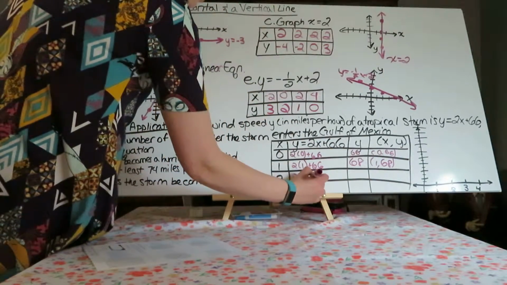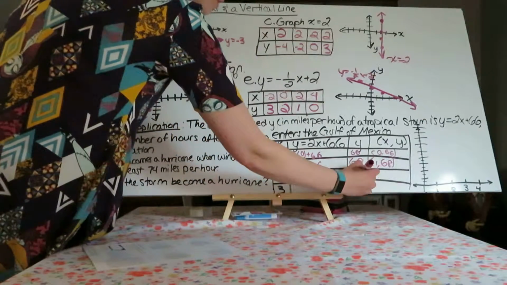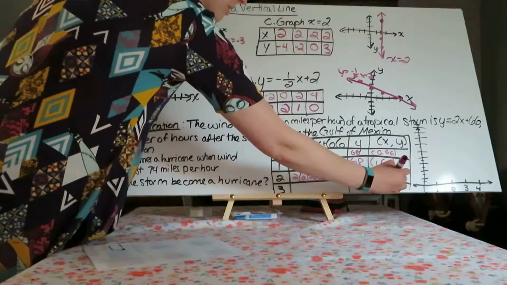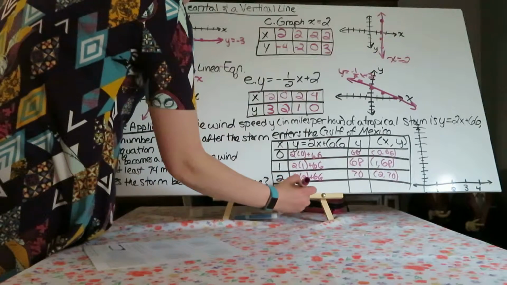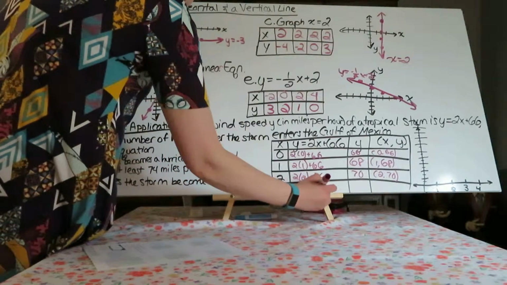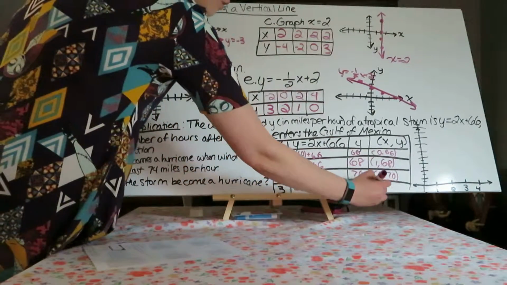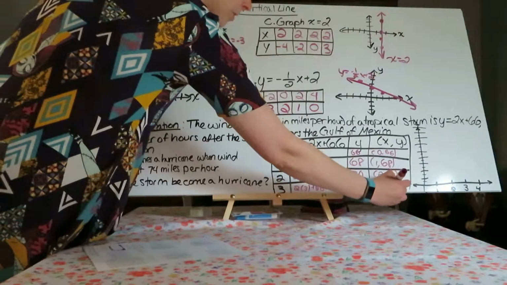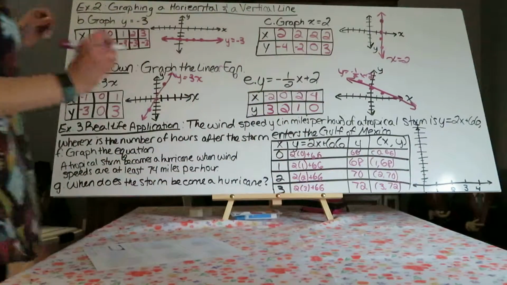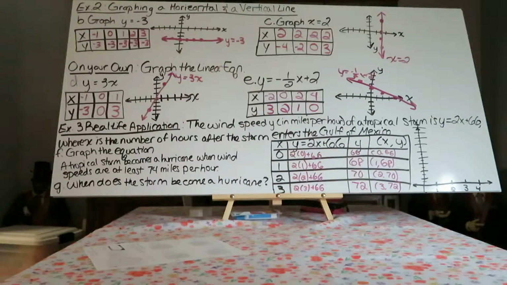2 times 2 plus 66 is going to give me 70. So that's 2, comma 70. And then we have 2 times 3 plus 66. That's going to be 72. So 3, comma 72.